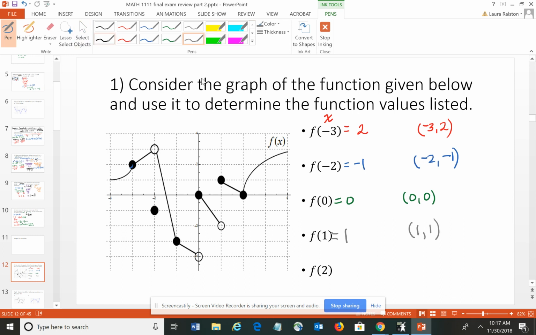And then finally, they ask you about f at 2. So when x is 2, 1, 2, I am on the x-axis or have a value of 0. So again, it's just a matter of reading the graph and trying to find the ordered pair. But be careful, make sure you pay attention to whether the dot is colored in or not colored in.